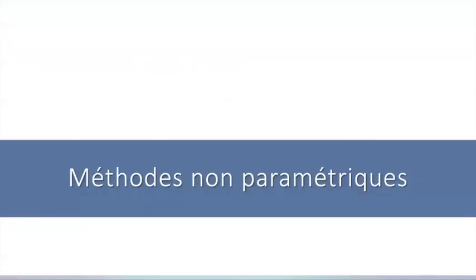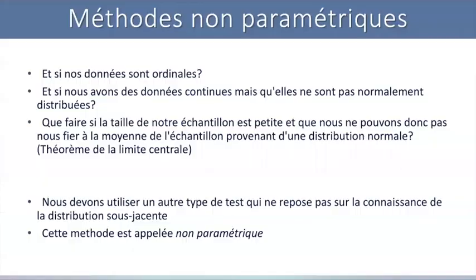Now let's move on to non-parametric methods. So what do we do if the data are ordinal in their ordered categories? What do we do if we have continuous data, but they're not normally distributed? What do we do if the size of our sample is really small, so we can't rely on the fact that sample means come from an underlying normal distribution? That is the central limit theorem, which you can look into more on your own if you're interested, but it's a reason why we can choose certain tests when our sample sizes are big enough. And you can see that in the map on the first page that helps you choose your test as well.